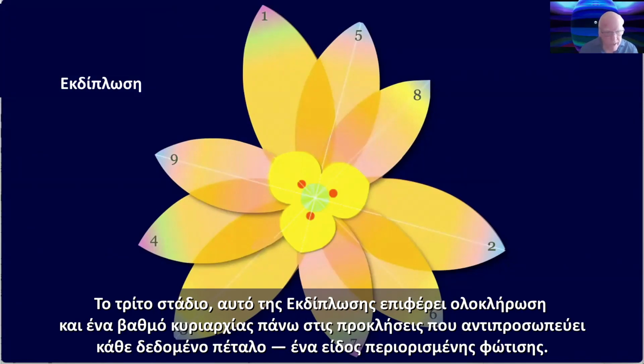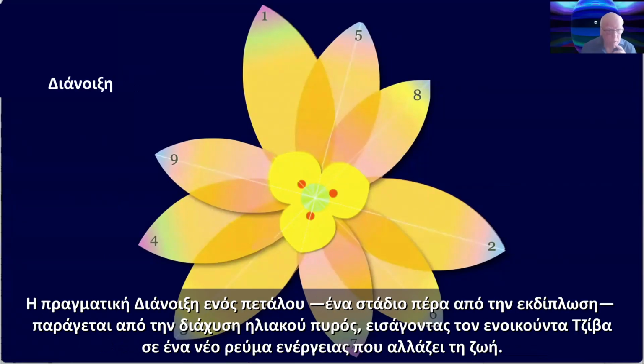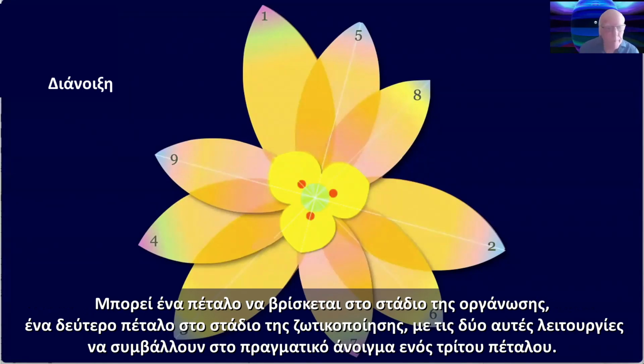Unfoldment, the third stage, brings completion and a degree of mastery over the challenges that any given petal represents, a kind of limited enlightenment. The actual opening of a petal, a stage beyond unfoldment, is produced by the pouring in of solar fire, thus bringing access for the indwelling jiva to a life-changing new stream of energy. One may be organizing one petal and vitalizing another, with both of these activities contributing to the actual opening of yet another petal.